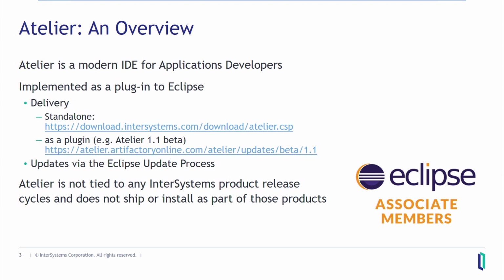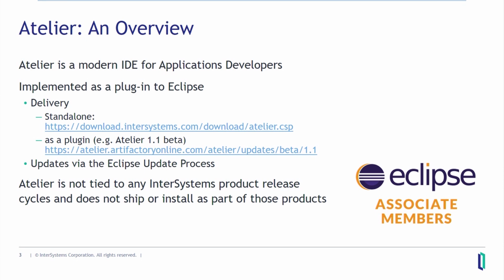Atelier comes in two forms: the standalone installation that you can download from our website, which, if you haven't installed Eclipse already, installs everything that you need to run Eclipse on your environment. Or the more preferred way, which I think the majority wants, is that you install Eclipse and then just install the software through the links provided from the Atelier homepage on InterSystems.